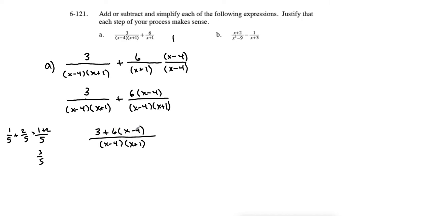So let's distribute our 6 through. We're going to have 3 plus 6x minus 24. And then we're going to combine our like terms, which is going to make it 6x minus 21 all over x minus 4 times the quantity of x plus 1. Now, does this factor? Yes, it does. But in this case, it's not going to give us anything that's going to simplify down more. So there is our answer for letter A.